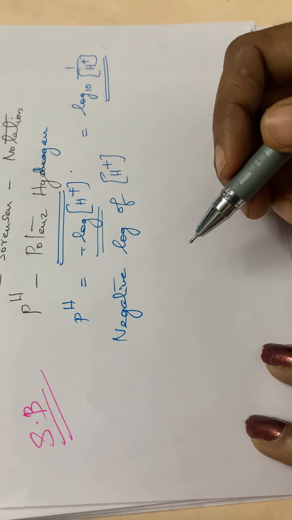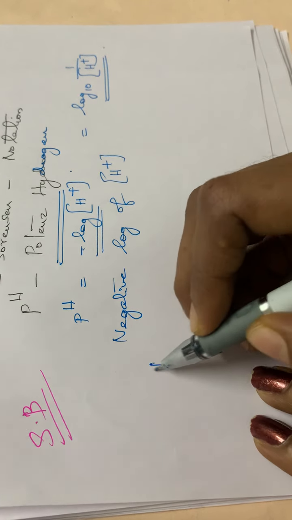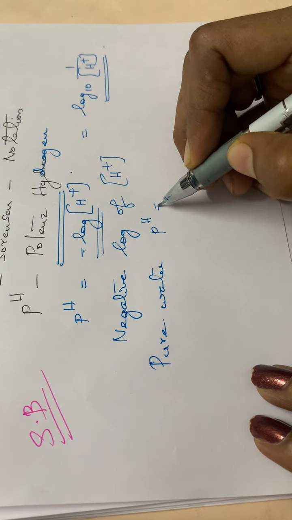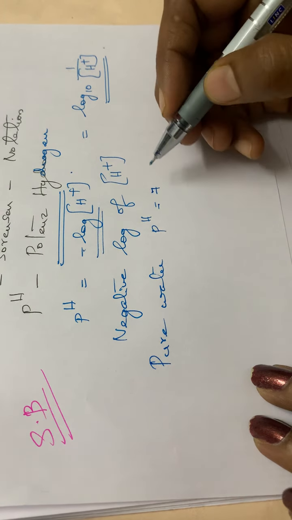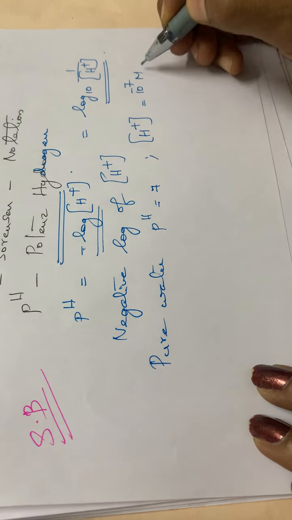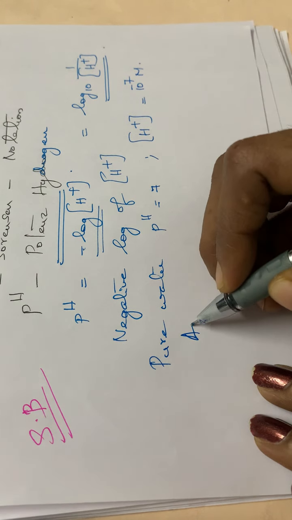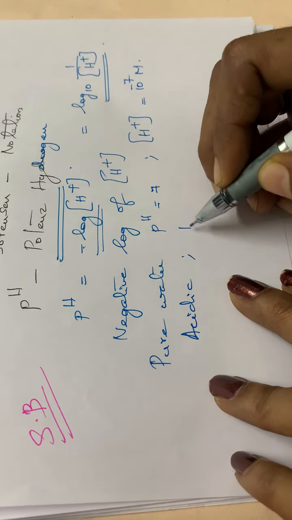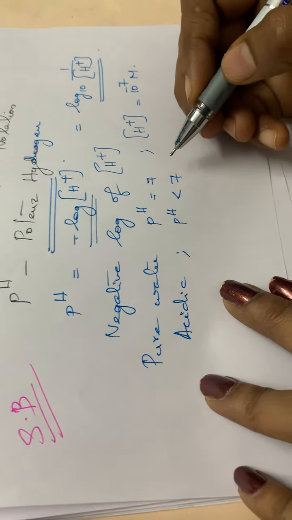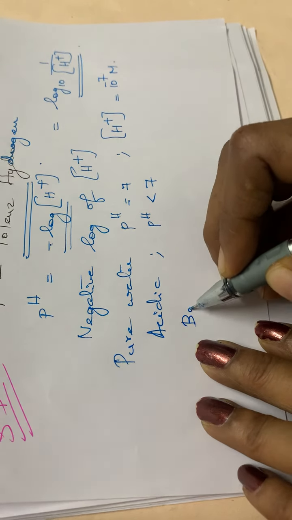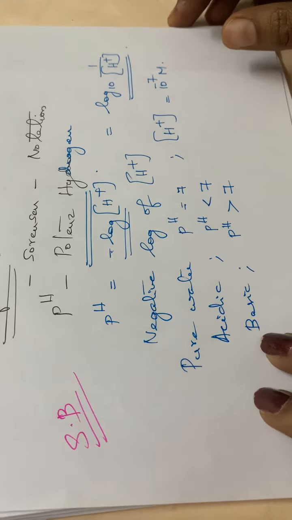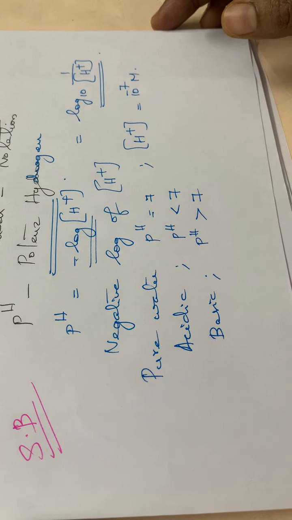So these two definitions you have to study. And for pure water, what is the pH? For pure water, pH is equal to 7, that is, the H plus ion concentration will be equal to 10 raised to minus 7 molar. What about acidic solutions? pH will be less than 7. And for basic solutions, pH will be greater than 7. Okay, so this is the pH scale.